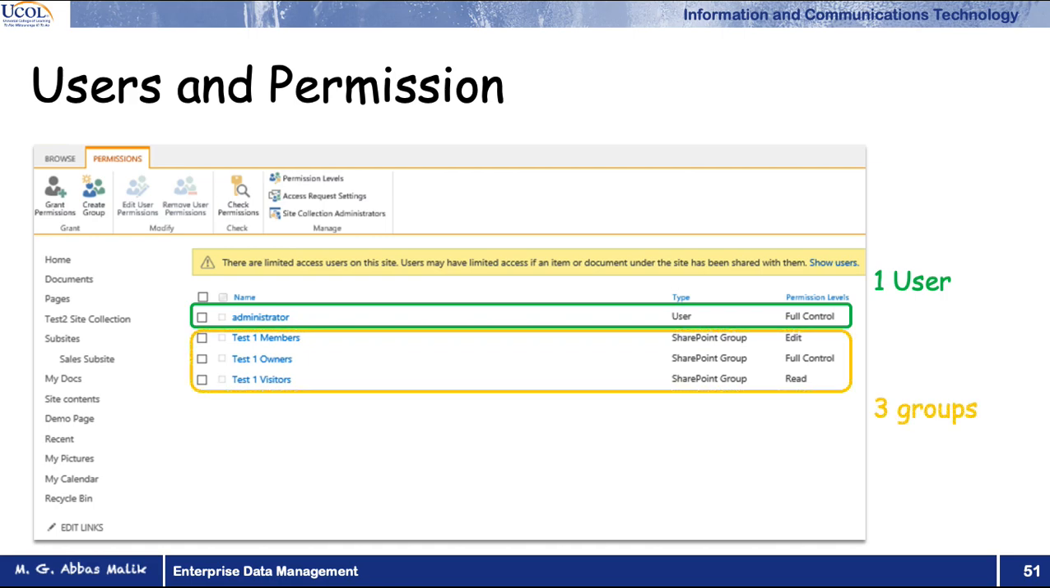And then we also have three different user groups: members, owners, and visitors. Owners means they are the owners of that specific site collection. If they are the owners, they can have full control, just like the administrative user, because the administrative user is actually the owner of this one, since it has created it.